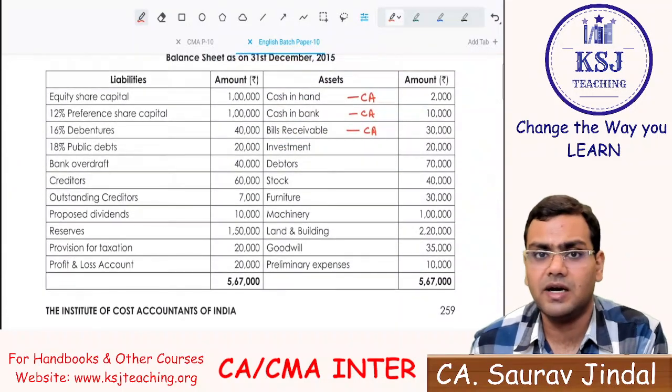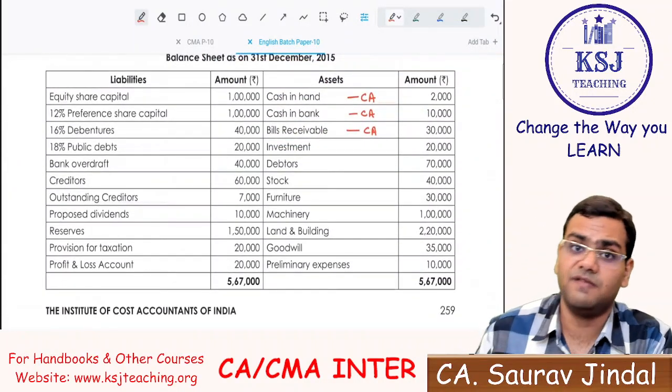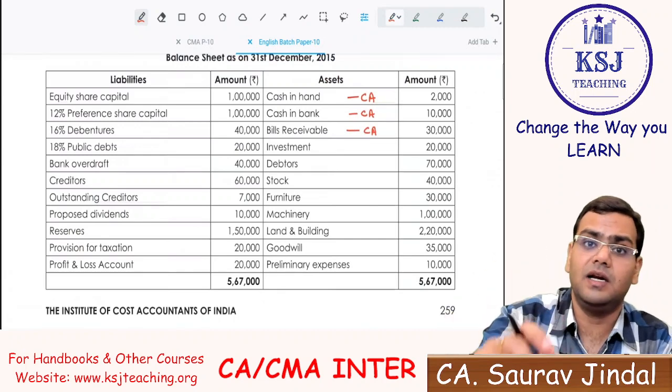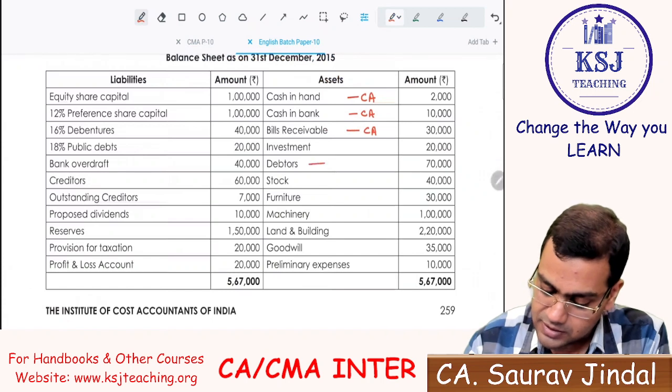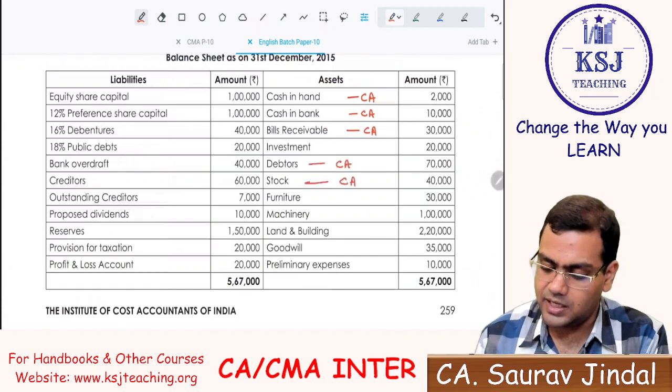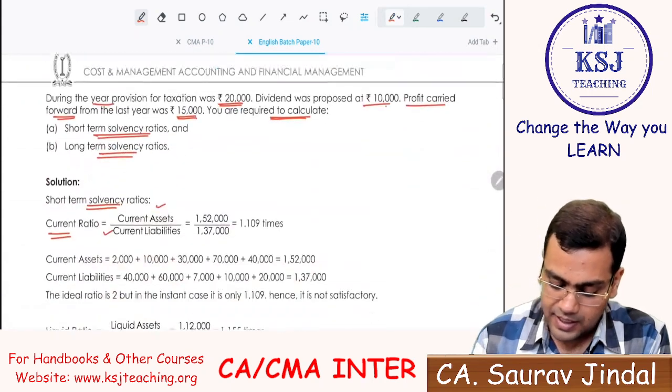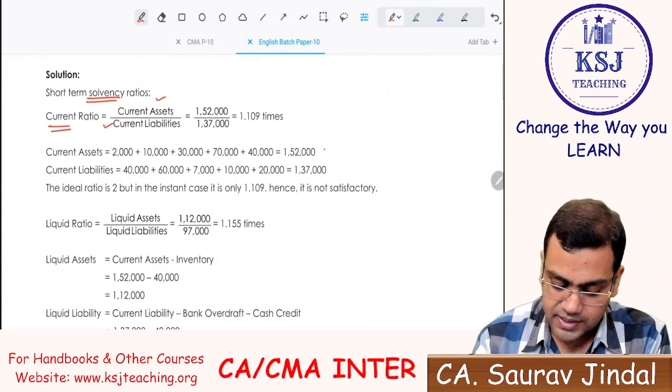Investments are not current assets, sir. You invest for a long period of time, unless and until it is specifically mentioned that these are short-term investments, right? Debtors, yes sir, current asset. Stock, yes sir, current asset. Any other current asset? No sir, right? So this is what is taken here.